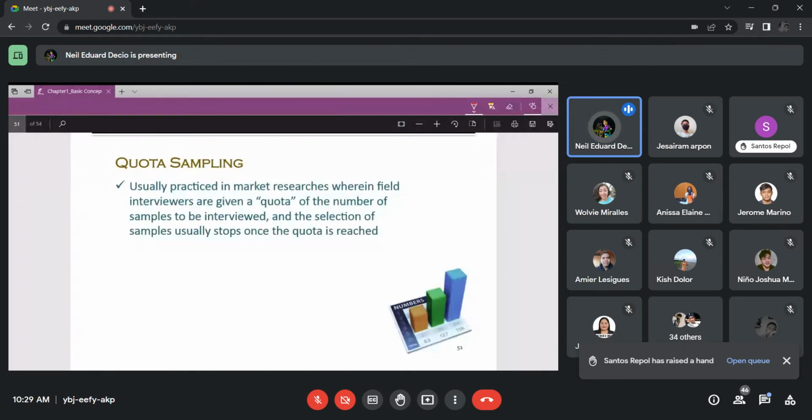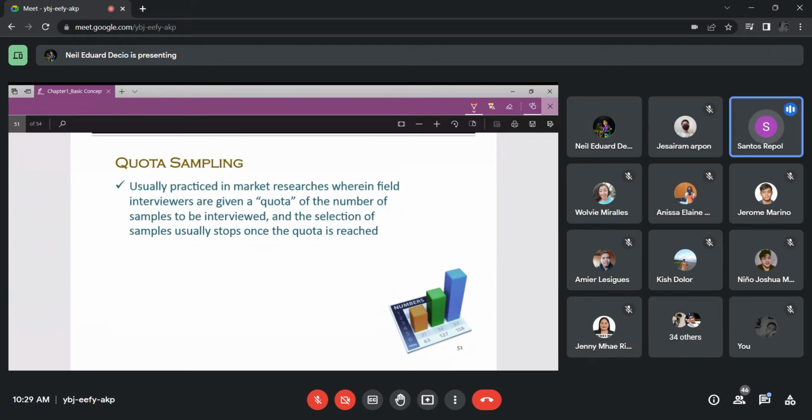Like say for instance, you are using instruments. Yes, Mr. Ripple? Sir, for the election, what kind of sampling do they use? What do you mean, election? The election survey, during the presidential election survey? Yes. Because I don't really know.